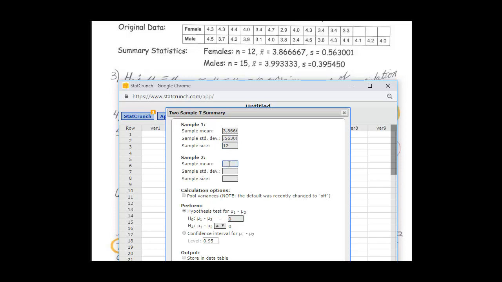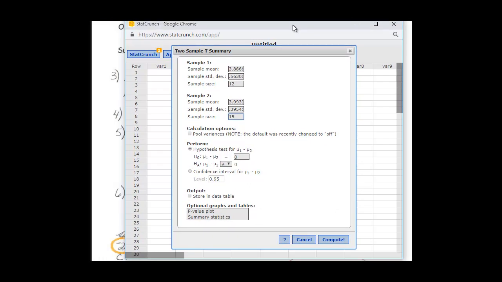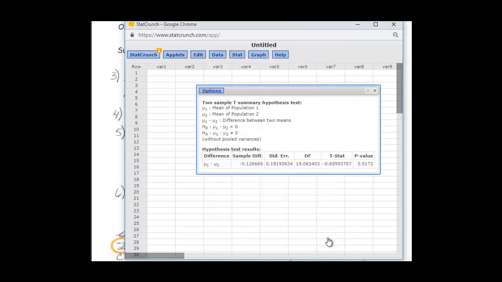Looking at the sample mean for males, we have 3.993333. Our standard deviation for males was 0.39545. Our sample size for that was 15. Okay, and at that point I can pretty much go ahead and just click compute.